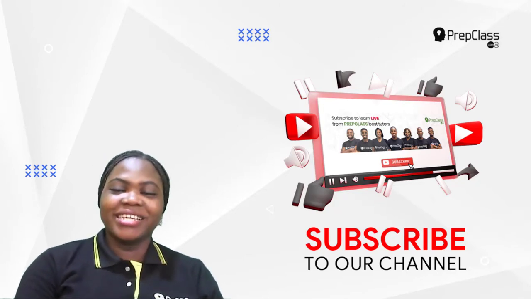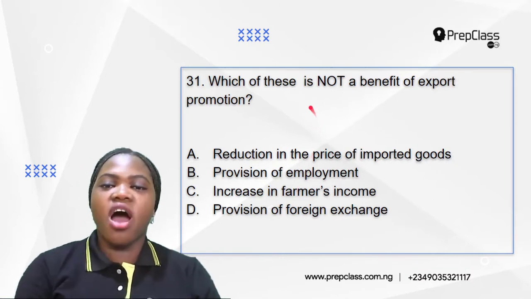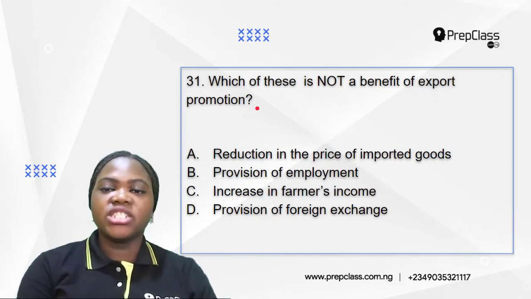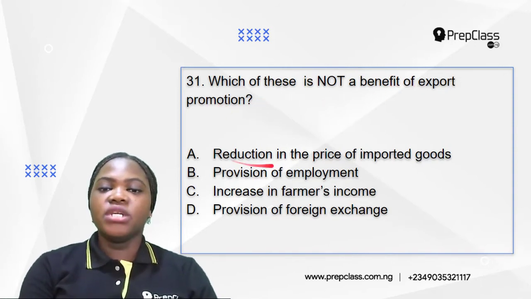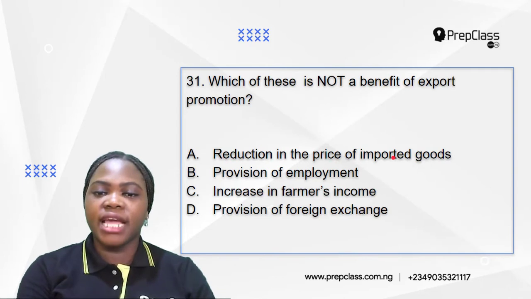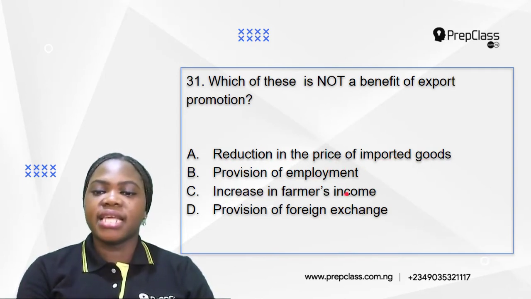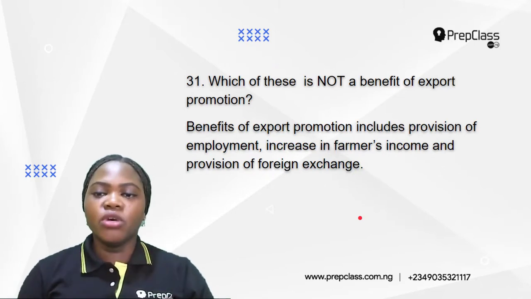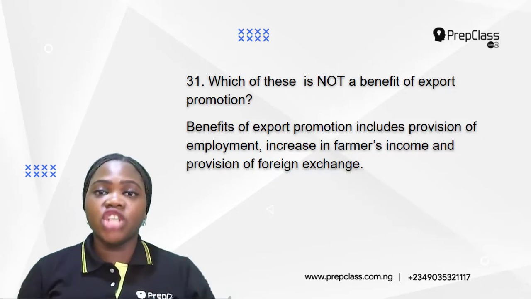So the first question in this video, question 31, says, which of these is not a benefit of export promotion? A. Reduction in the price of imported goods. B. Provision of employment. C. Increase in farmers' income. D. Provision of foreign exchange. Okay, so export promotion has a lot of benefits, which include the provision of employment.